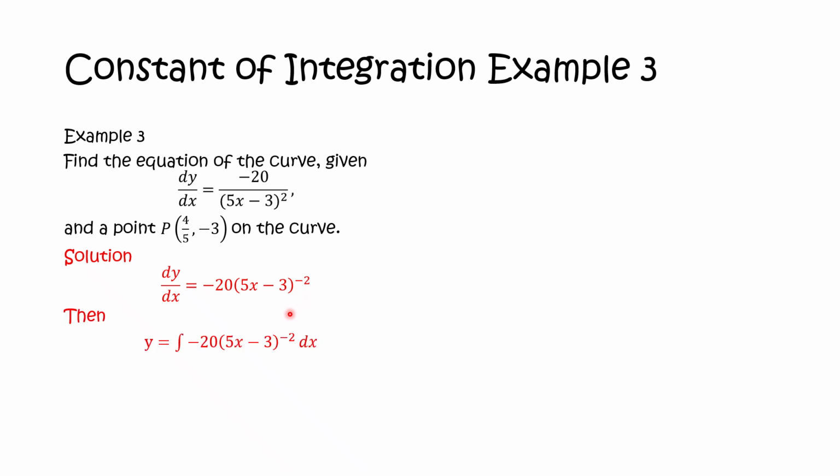Now, we take out the constant, which is a minus 20 in this case, and we integrate what is left inside the integral. When we integrate what's left, we have minus 20 divided by 5 times minus 1. And this minus 1 is coming from the new power. When we add a 1 to a minus 2, we get a minus 1. And our a is a 5. We divide by that a, which is a 5. And then we add the c, the constant of integration.